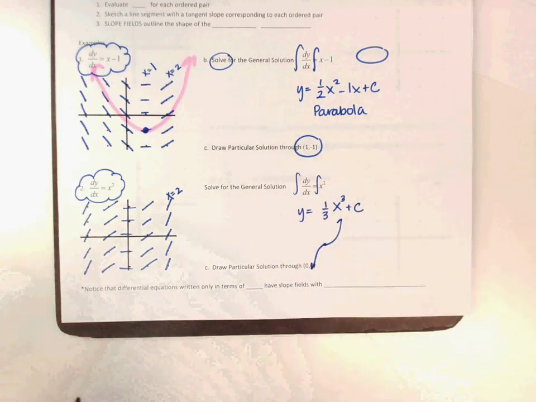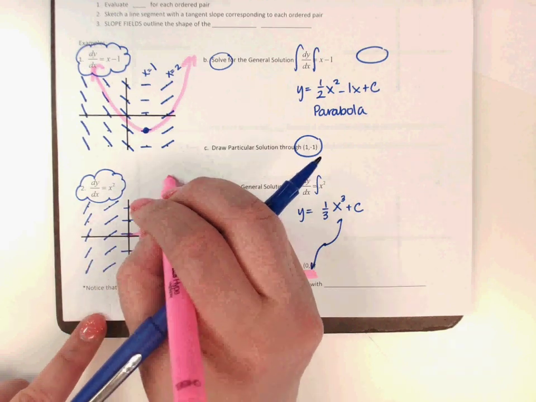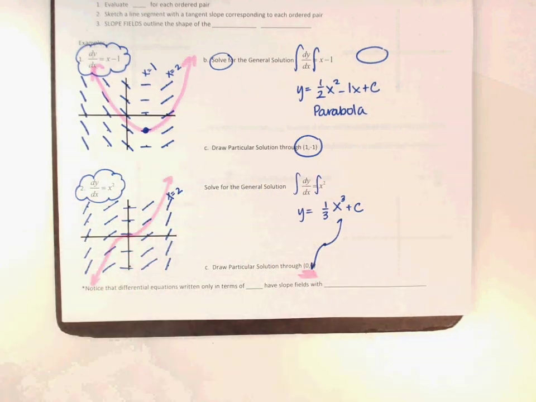And if I connect my dots through 0, 0, because that's the point they gave me, I can see that I'm graphing the cubic parent function. Does that make sense? So you'd be just kind of following the direction. It's not like you have to hit a specific point. You're just kind of sketching that shape.